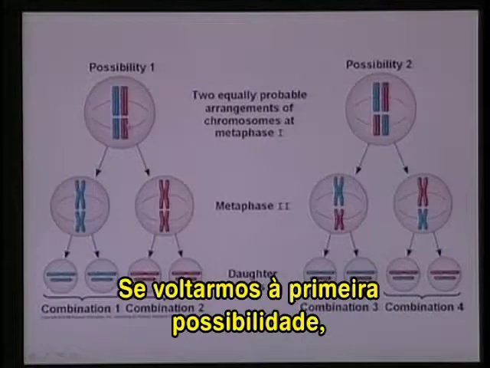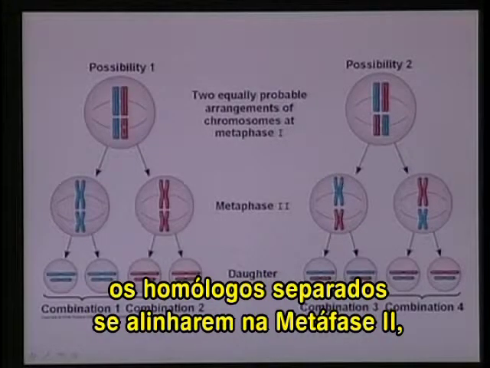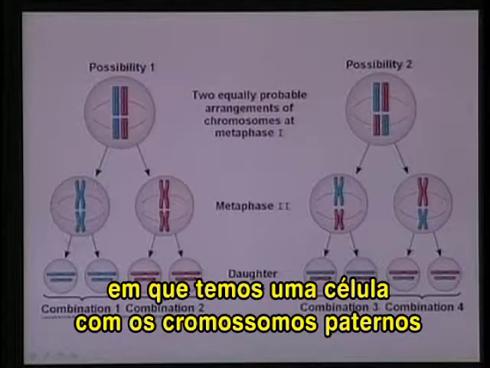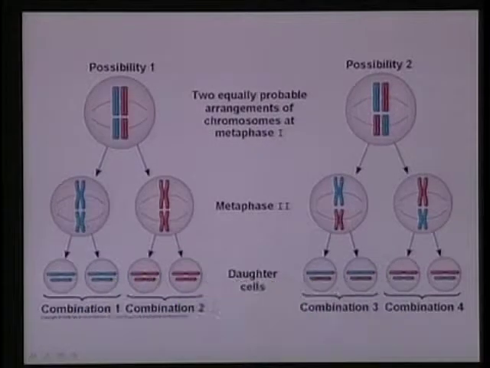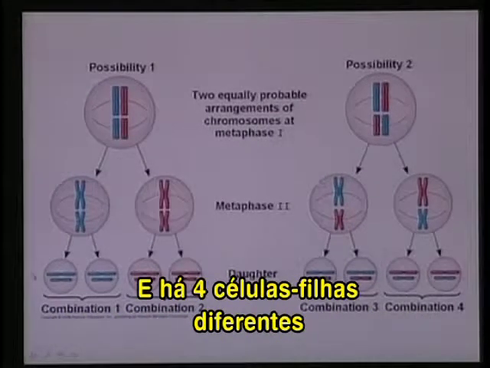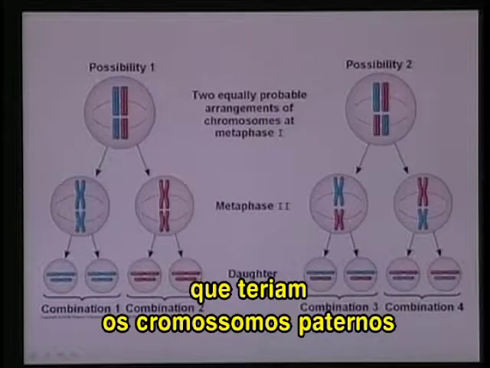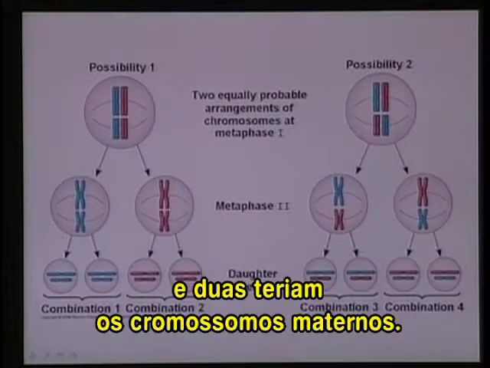If we go back to the first possibility, during metaphase 2 we would expect to see the separated homologs aligned, where we have a cell with the paternal chromosomes and the other cell with the maternal chromosomes. And the 4 daughter cells resulting after anaphase 2 would be 2 with the paternal chromosomes and 2 with the maternal chromosomes.